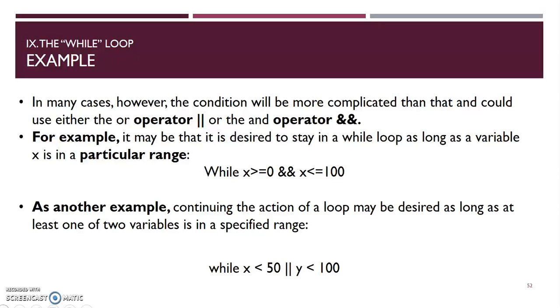Another example is when you need to make a condition on more than one variable. For example, here we see that we may need to have a while loop that runs until a condition on both x and y is true.